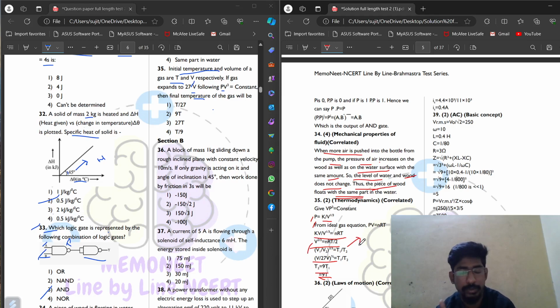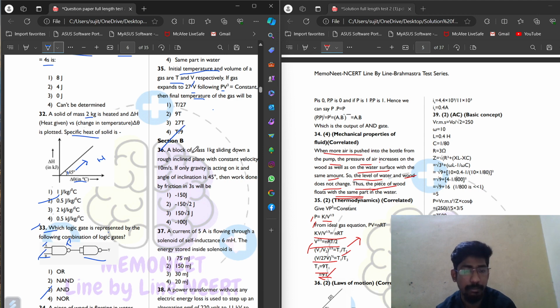From Charles law, V is proportional to capital T, that is T measured in the absolute scale or the Kelvin scale, right? So that means V1 by V2 equals T1 by T2. Just put the value here, you will get the answer. The final temperature is 9 times that of the initial temperature.